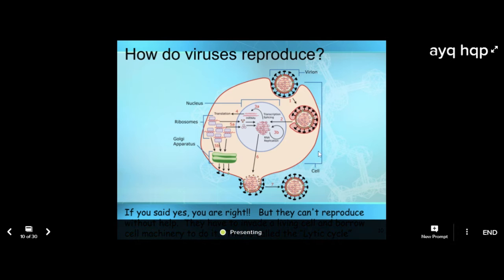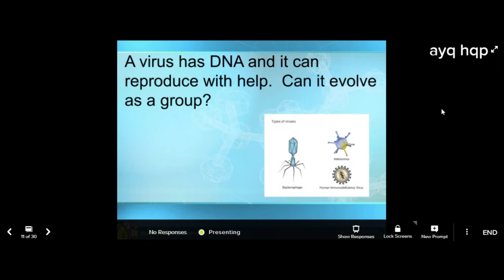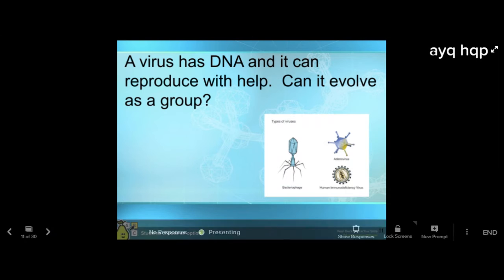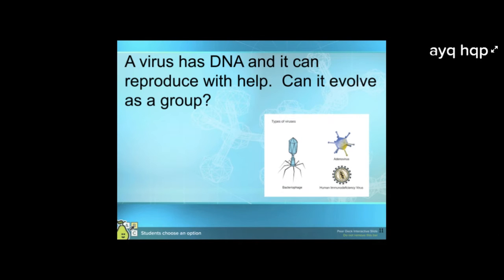All right, so that's how a virus works, and that's how any virus can work. It just depends on what part of the body it has. So a virus has DNA, and it can reproduce with help. Can it evolve as a group?